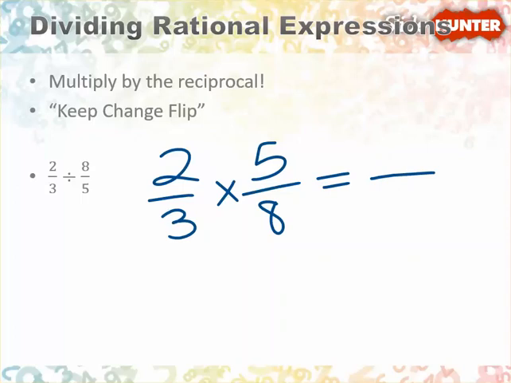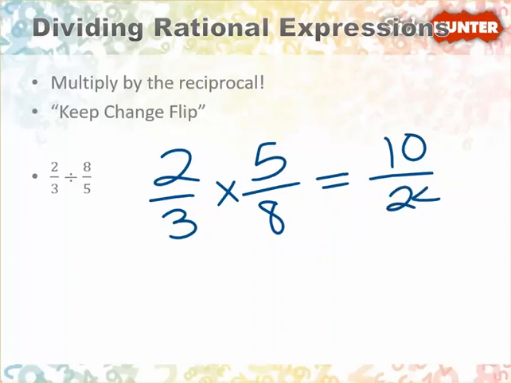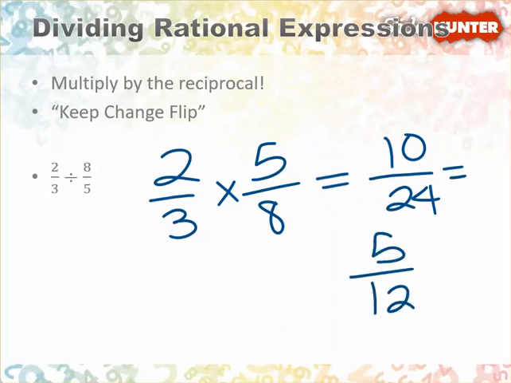So when we multiply, remember we multiply straight across the top. 2 times 5 is 10. 3 times 8 is 24. We can reduce that as those are both divisible by 2. So that is the same as 5 over 12.